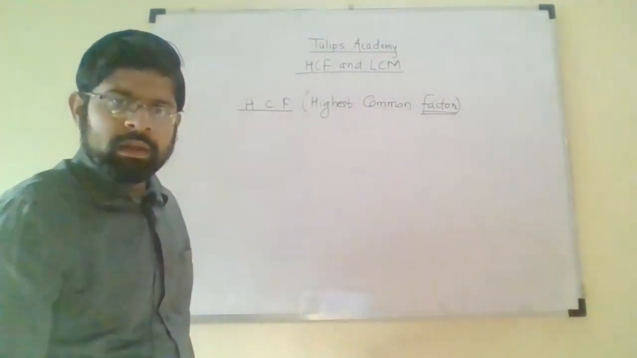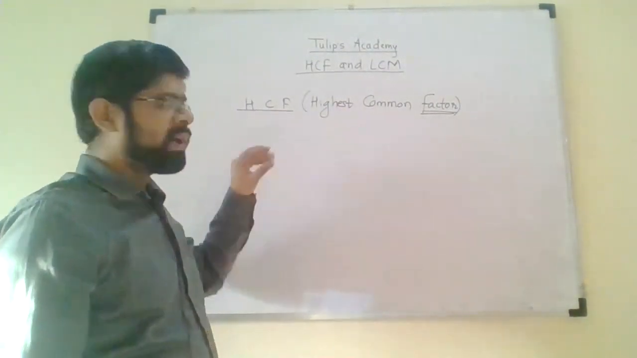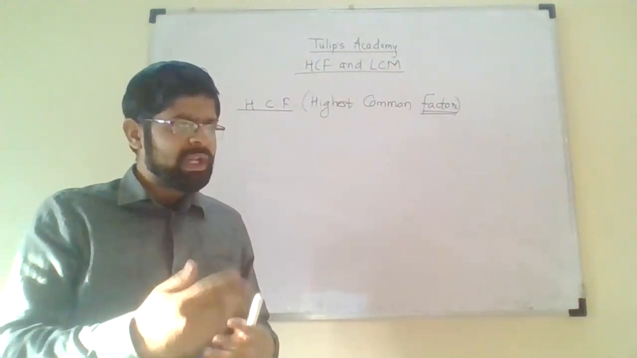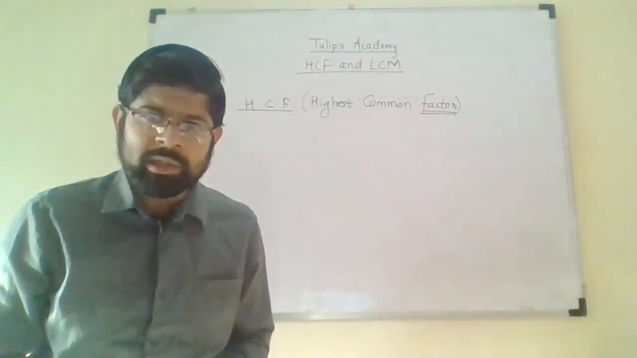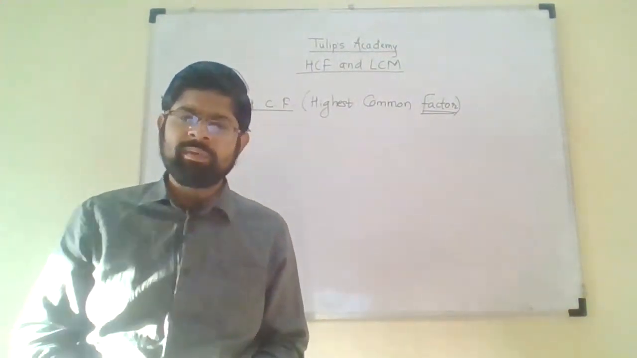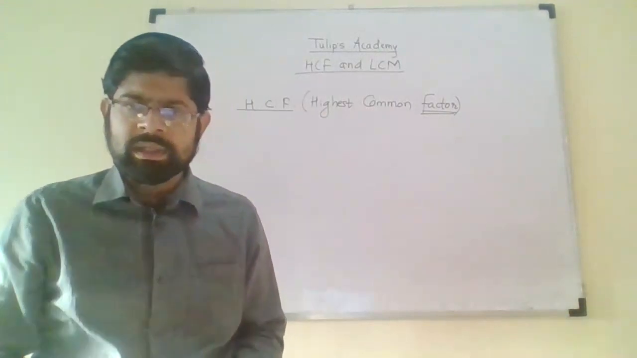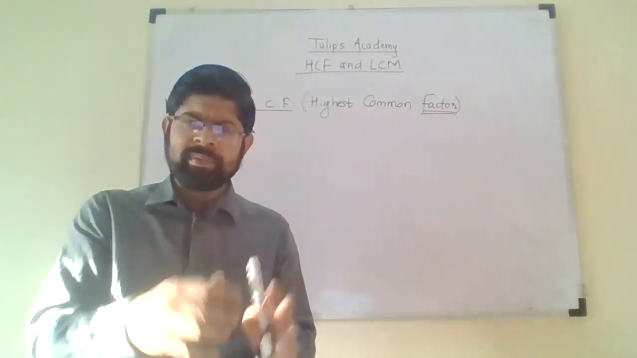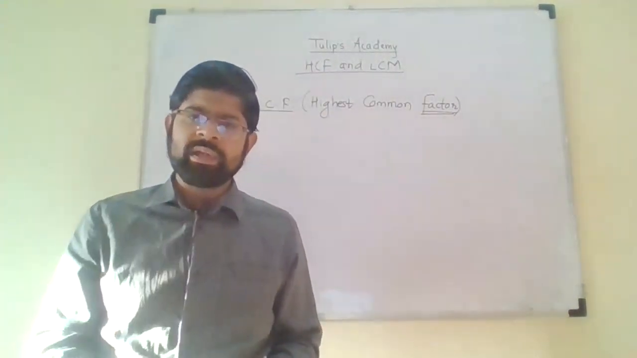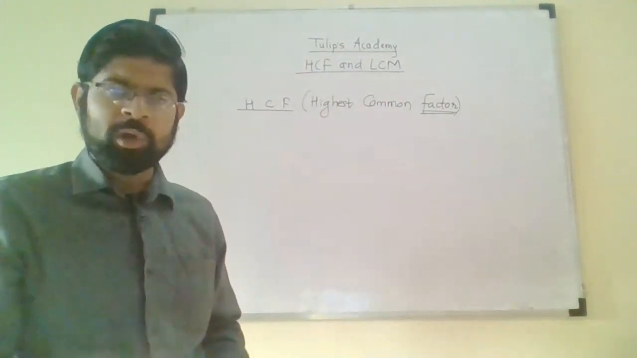So now, what are the different methods to calculate the HCF? For calculation of HCF, first of all, let us go through the method of calculating HCF of two numbers. First we will take two numbers and calculate the highest common factor, which will be a much easier process. Then we will take three numbers. The method will become somewhat lengthy, not difficult, somewhat lengthy.